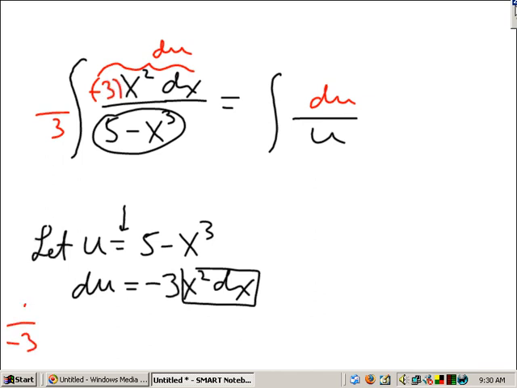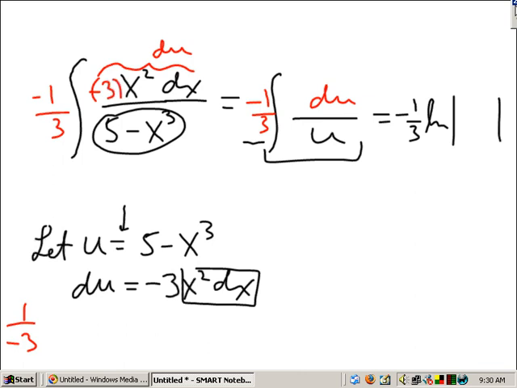But 1 over negative 3 is just negative 1/3. You never put the sign in the bottom. So what we have here is negative 1/3 times this integral. Well, I know that integral. It's ln of the absolute value of u plus c, where u is 5 minus x cubed. There it is. Try another one.